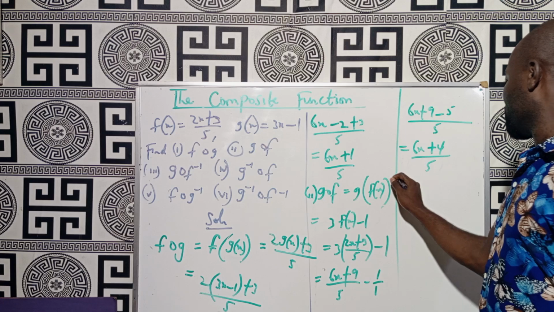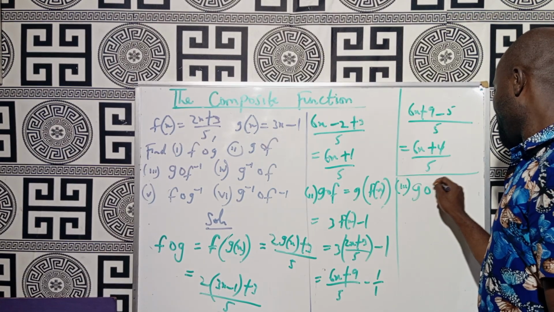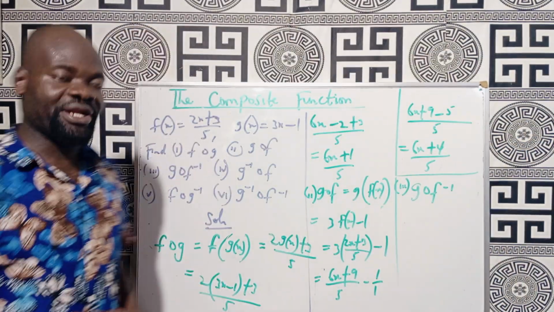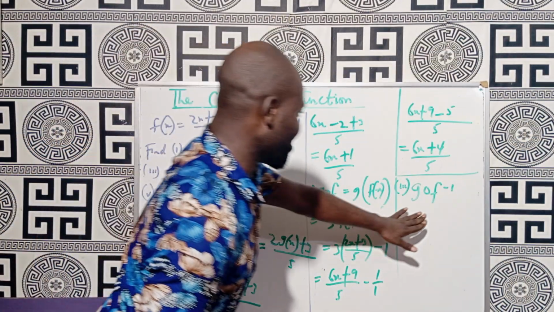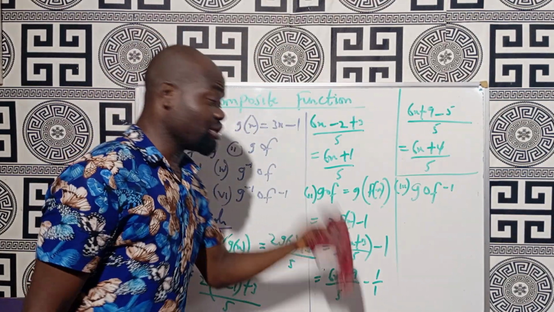Now let's look at the third one, number 3: g of f minus 1. This is where the real work starts now. How do we do g of f minus 1?